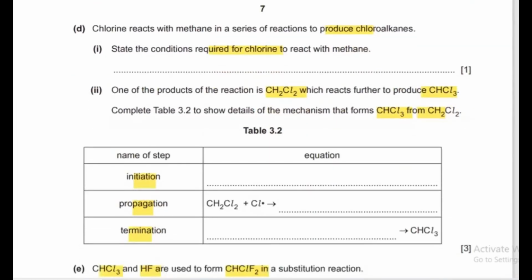Then the next part: chlorine reacts with methane in a series of reactions to produce chloroalkanes. State the conditions required for chlorine to react with methane. The reaction between methane and chlorine to form different halogenoalkanes is a free radical substitution reaction. This is a photochemical reaction, so it only happens when UV light is there. So the condition is ultraviolet light.